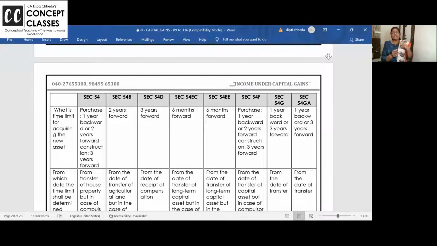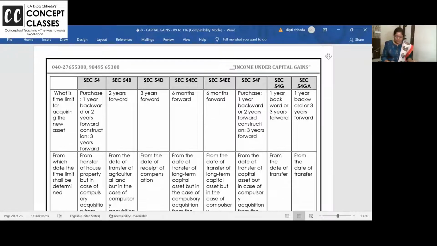So we purchased the new house and kept it. Afterwards, when we got a good rate, we sold our old house. Is it possible? नया घर पहले ले देते हैं, we shift and then we sell the old house. Yes. So purchase 1 year backward, 2 years forward. Purchase. And if you construct, then 3 years forward.